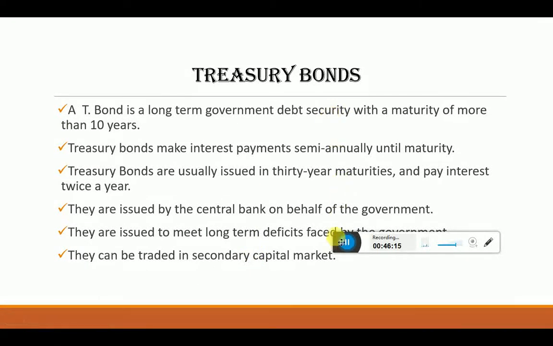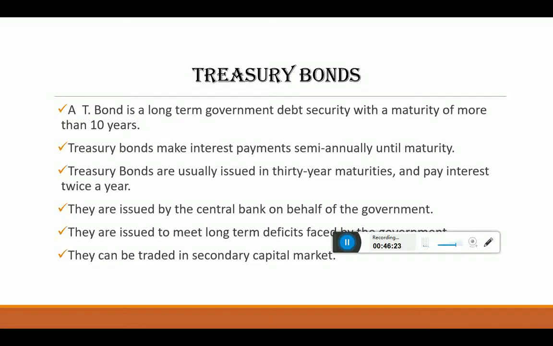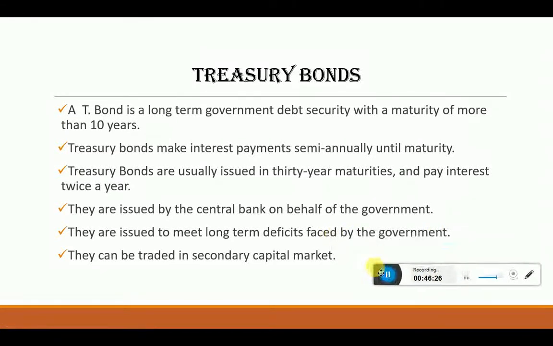Next one is treasury bonds. Remember, there is a difference between the treasury bonds and treasury notes. Okay, let's talk about the treasury bonds, then we will discuss the difference. Treasury bonds are basically debt security with a maturity of more than 10 years. Up to 10 years, it's the treasury notes. More than 10 years, it becomes the treasury bonds. And there is interest payment just like the treasury notes. They are issued with maturities up to 30 years and pay interest twice a year. So 10 years, 25 years, 30 years periods.